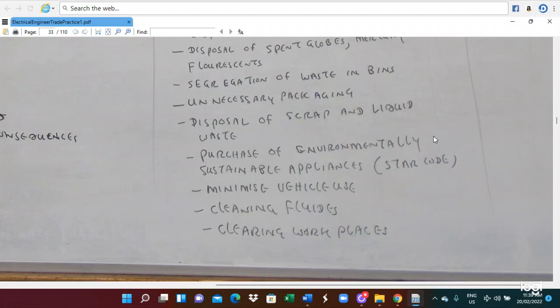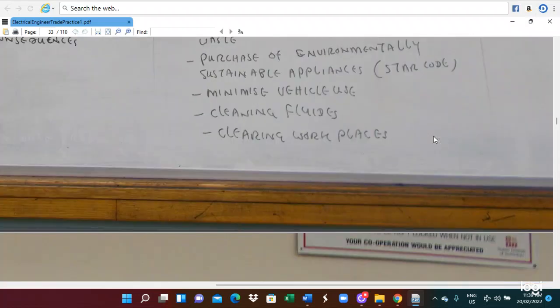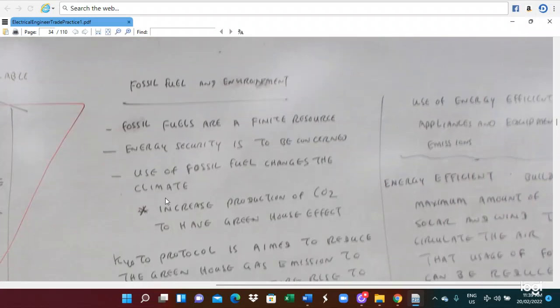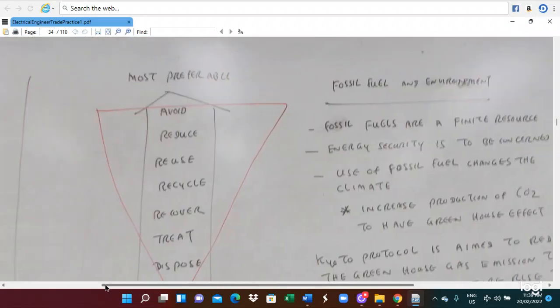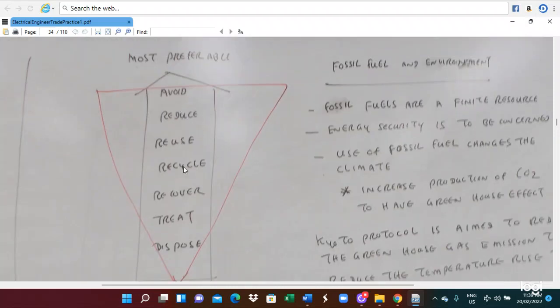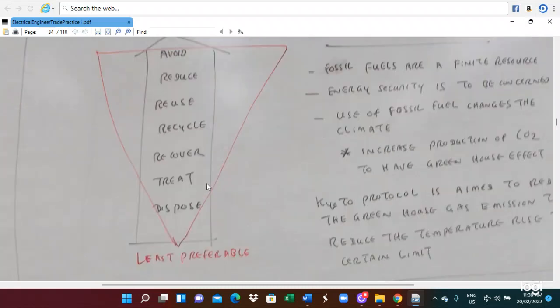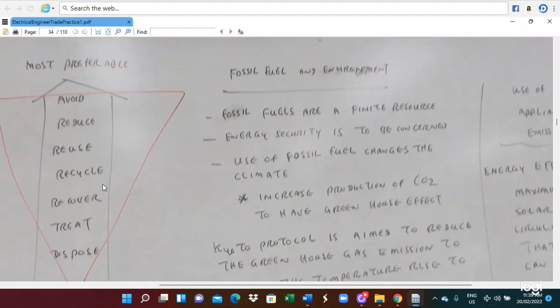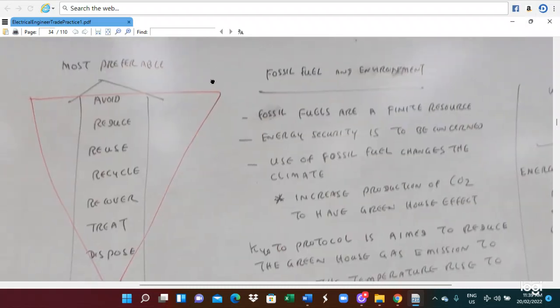So for pollution control, the most preferable means that we have to avoid, and also reduce, reuse, recycle, recover, treat, and then dispose. Those are the preferable methods. Those preferables are steps. So fossil fuels and the environment.